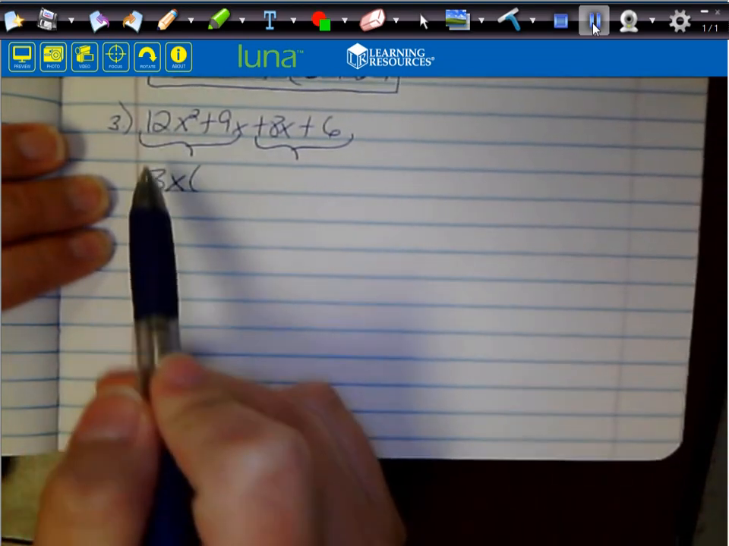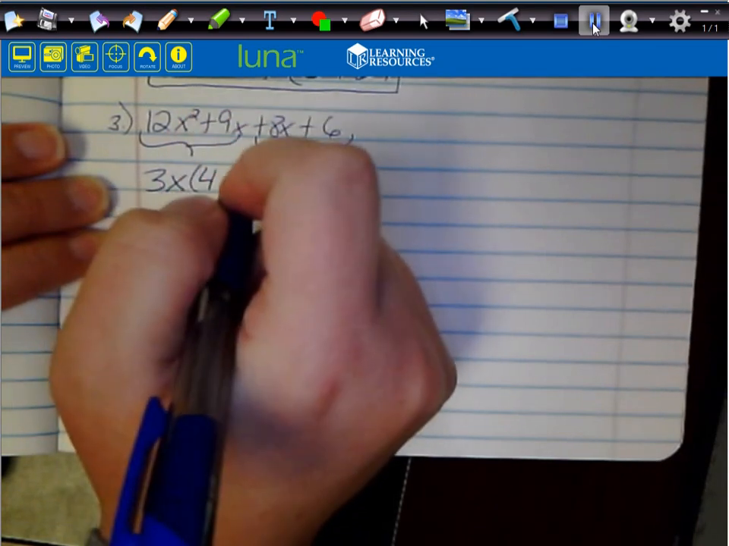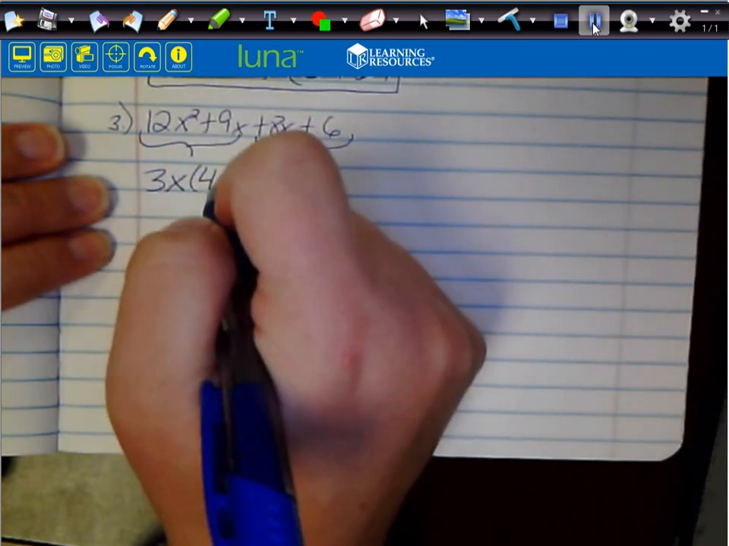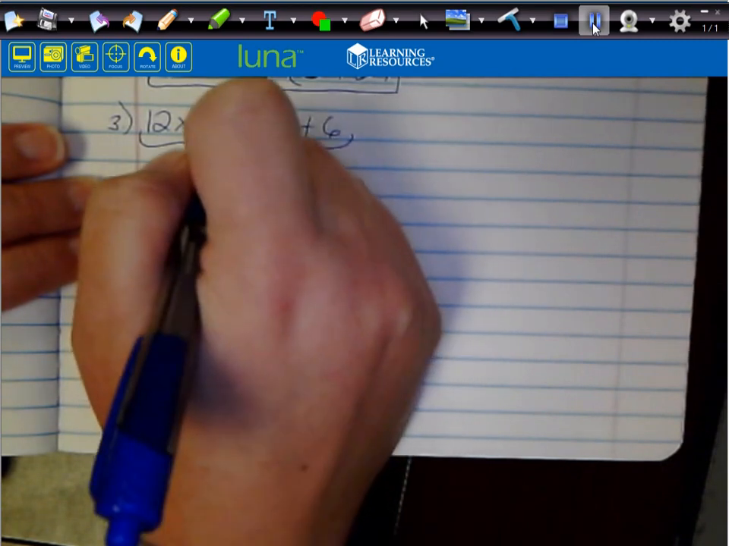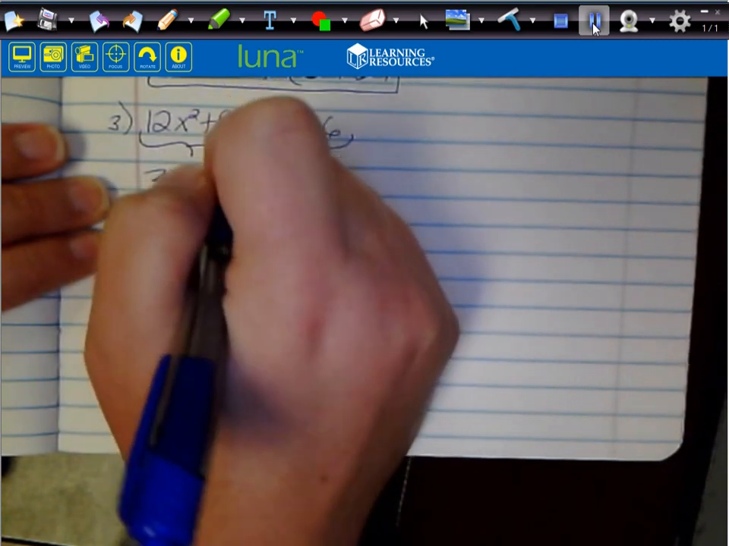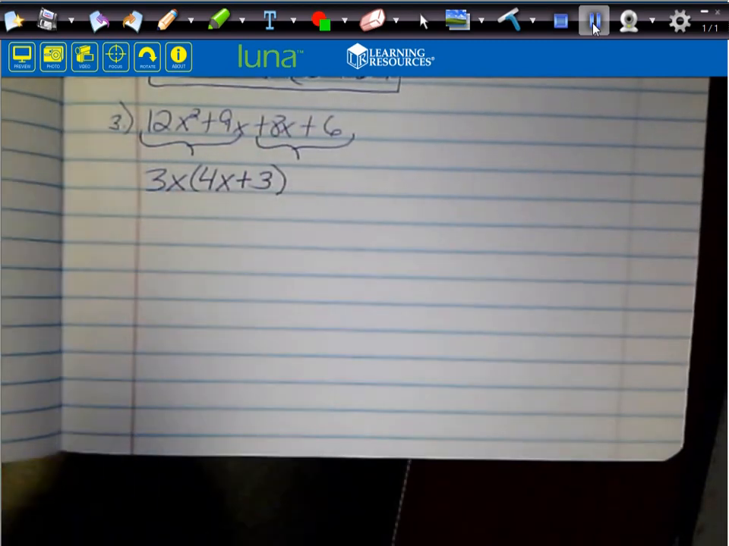So then I'm going to say 12 divided by 3 is 4. We're going to bring down our x. We had 2, we took 1 out, we have 1 left. 9 divided by 3 is 3. We had an x, we took an x out, there's no x's left.